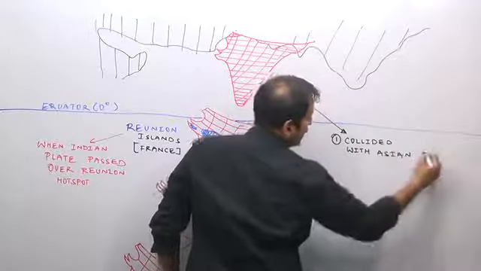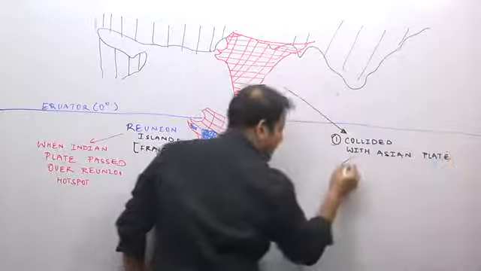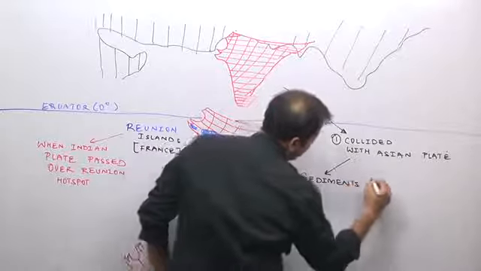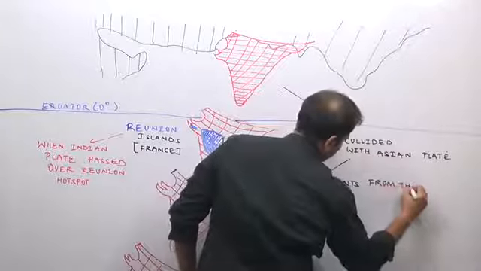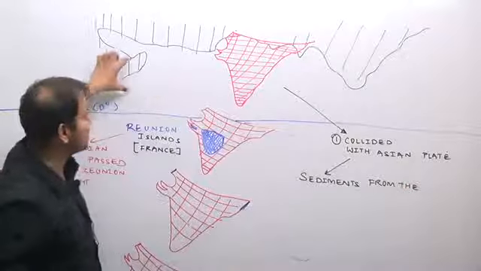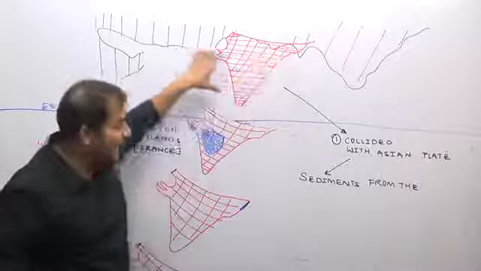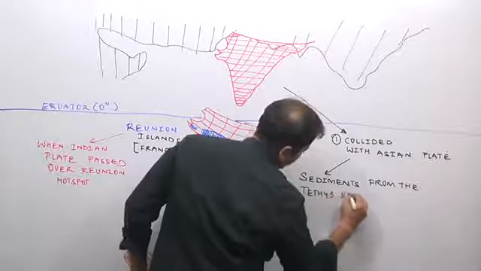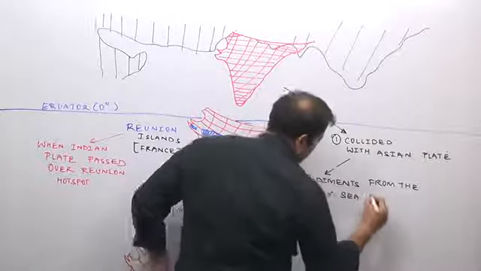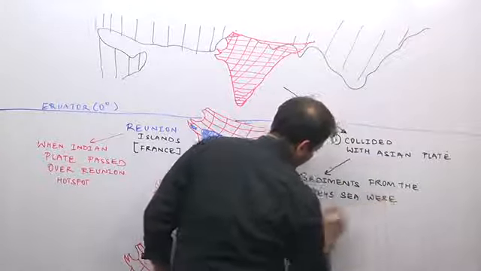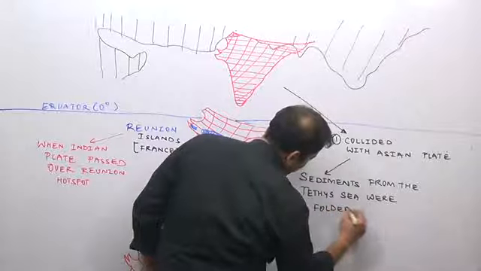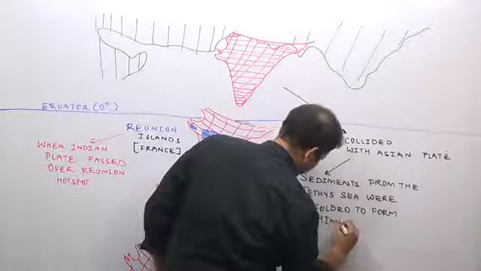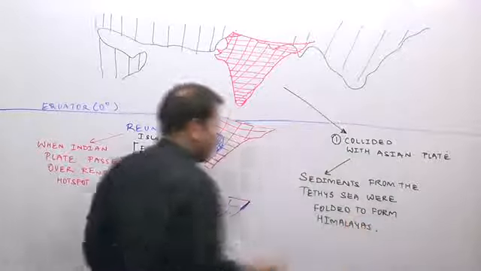With the collision of an Asian plate, what happened is the sediments from the Tethys Sea region, from the Tethys Sea, that is the sea which was lying between the Indian plate and the Asian plate, were folded to form Himalayas.